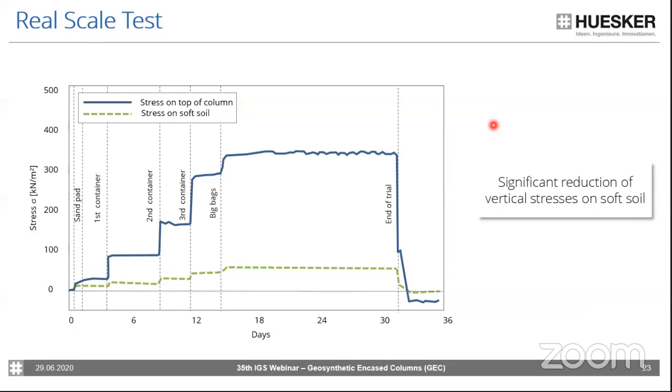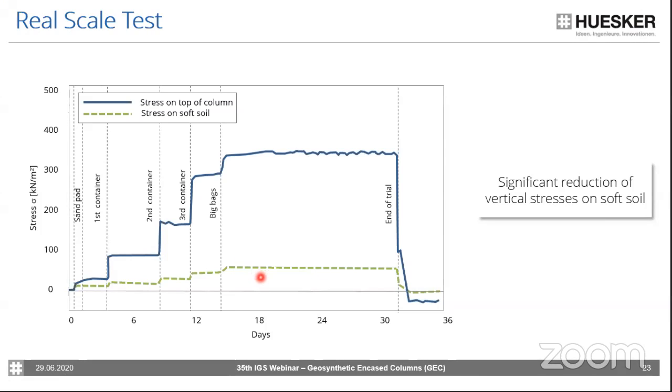What they also did in this trial was to measure the stress on top of the column and the stress on the soft soil. And here you can nicely see that by increasing the load by the containers, also the stress on the columns and the stress on the soft soil increases. What you can also nicely see in this trial is the fact that we said we will have equal settlements on top of the soft soil and on top of the columns.